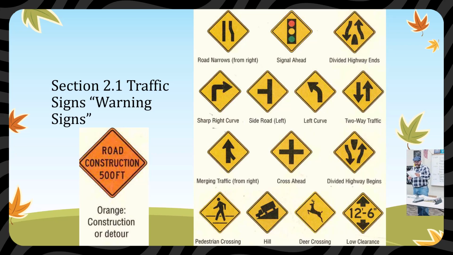Once you see those, you start being aware that an animal might jump out in front of you. You got hill, you got pedestrian crosswalk, you got your road narrows, you got telling you about a stop light coming up. But you have to pay attention and understand what these mean, because if you see it and have no idea, you're not going to know what to do. That's the important part. So make sure you understand these.